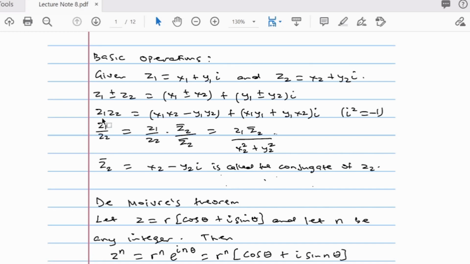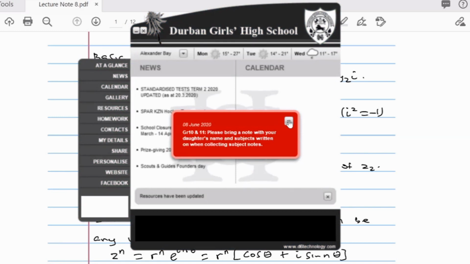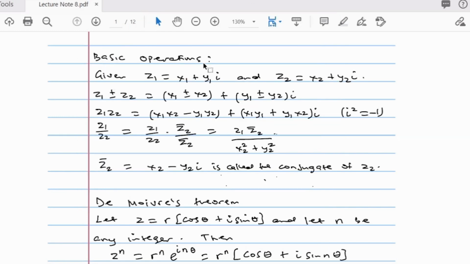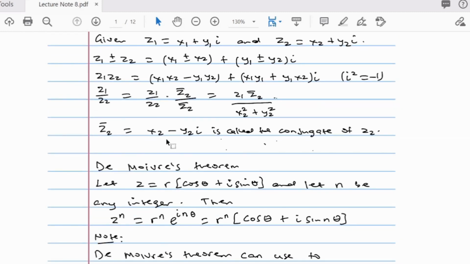If you want to divide, z1 over z2 is given as z1 over z2 times the conjugate of z2 over the conjugate of z2. This will give you the product and the division of z1 by z2, where z2 bar is called the conjugate of z2. So if z2 is equal to x2 plus iy2, then z2 bar is going to be equal to x2 minus y2 i, which is called the conjugate of z2.